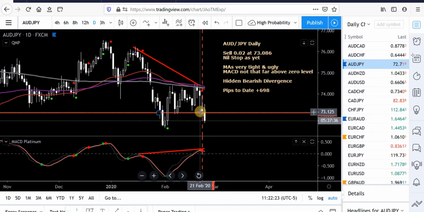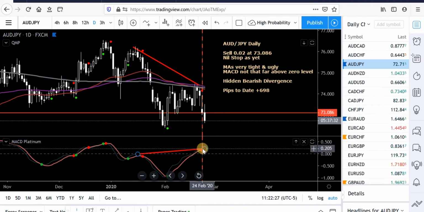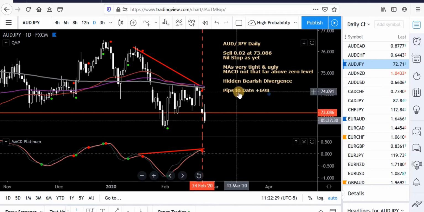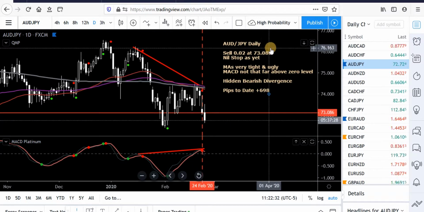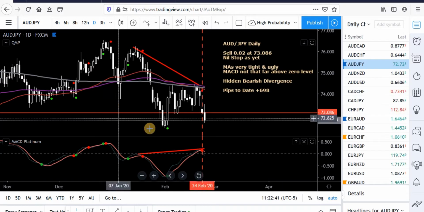So Aussie yen's the first one, took a sell, that was today, heading down nicely. MACD's above the zero level, just a bit of a high risk, but it's going all right. You can read my notes. The notes are a little bit different, but same sort of information. So that's the Aussie yen looking all right. Same sort of colours, same setup, just it's Trading View, a little bit different.